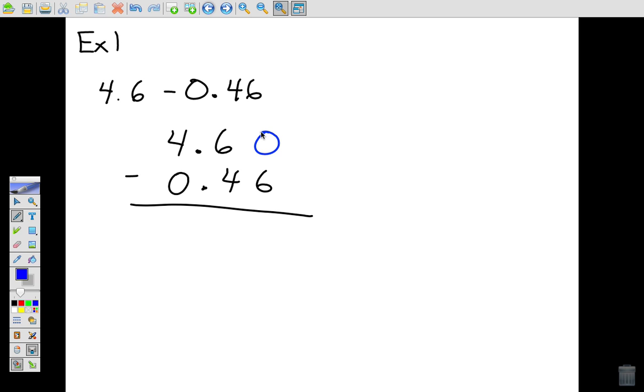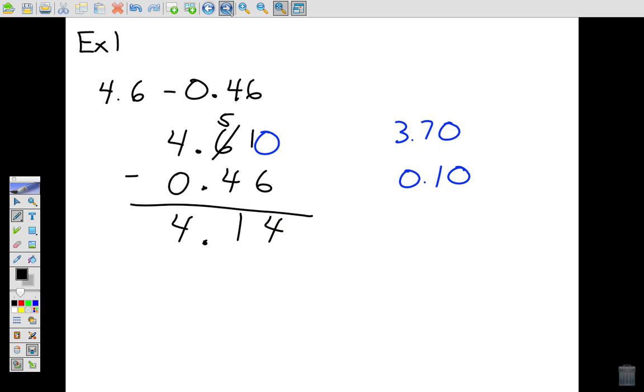Some more examples of that would be if I had 3.7, that's the same thing as 3.70. So 3.7 means the same thing as, for example, $3.70. Or if I had 0.1, if I add a 0 to the end of it, it's still the same value. Now I can subtract my decimals. I can't take 6 away from 0, so I borrow, and I go through this process, and I get 4.14.